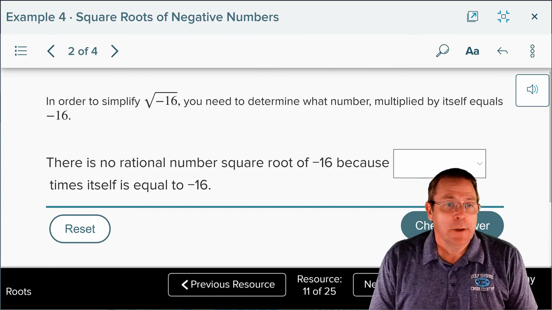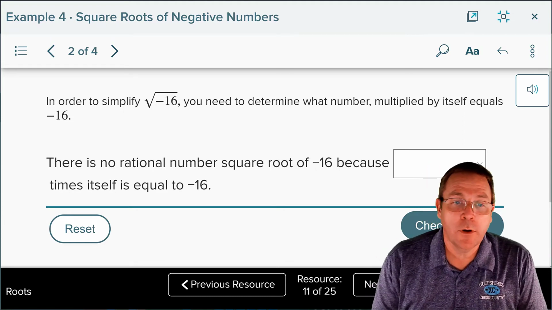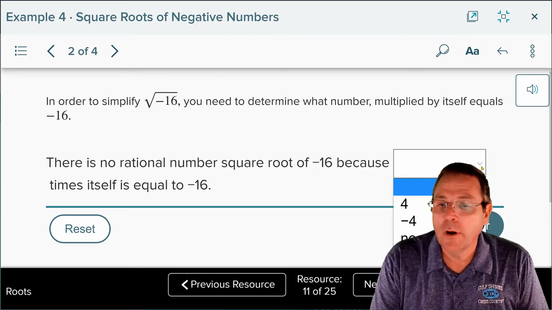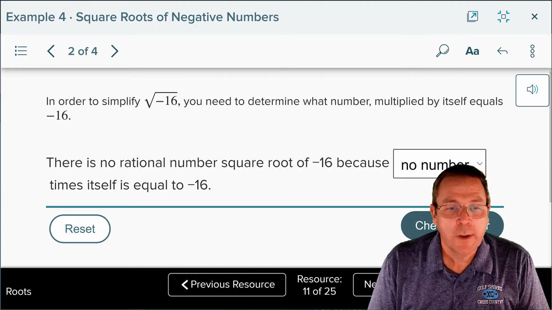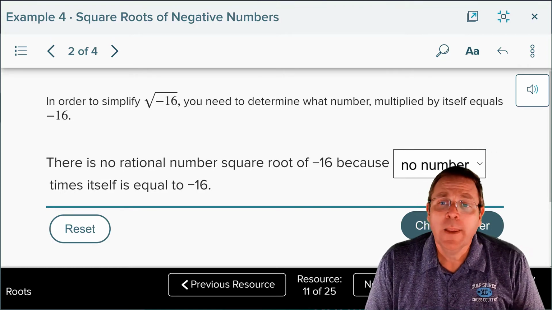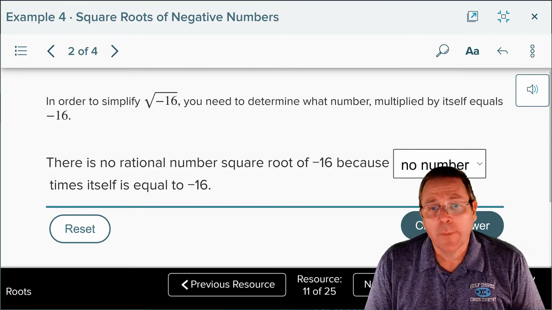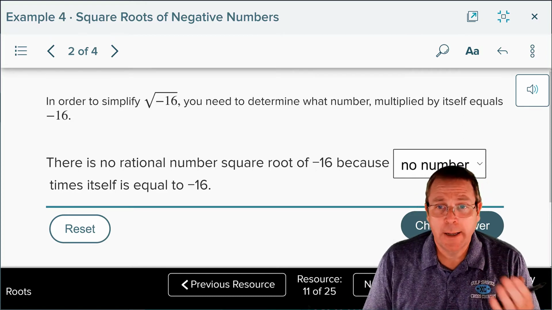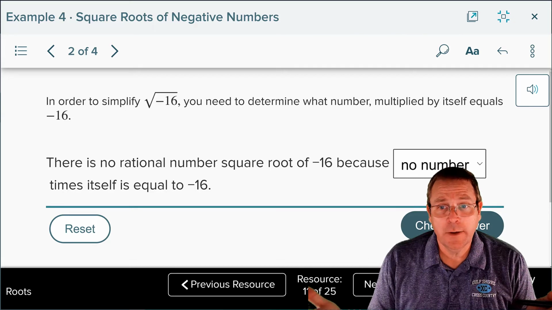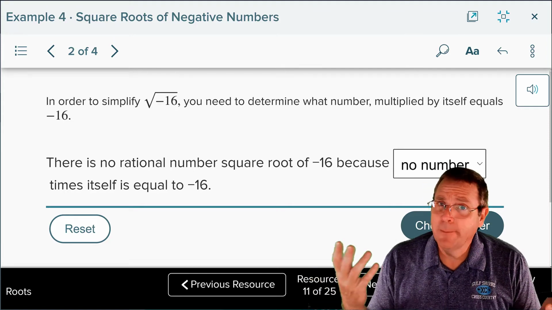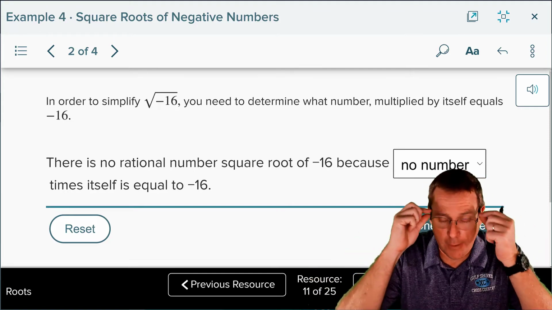Going on with the lesson, there is no rational number square root of negative 16 because no number times itself is going to equal negative 16. 4 times 4 is positive 16. Negative 4 times negative 4 is positive 16. And I know somebody out there is thinking, can't I multiply negative 4 times a positive 4 and get negative 16? Yes, you can. But if you do that, you're multiplying two different numbers. Negative 4 and positive 4, they're not the same thing.